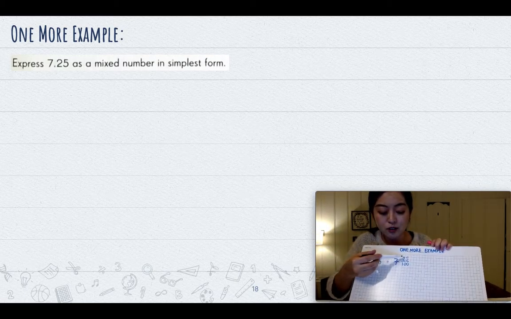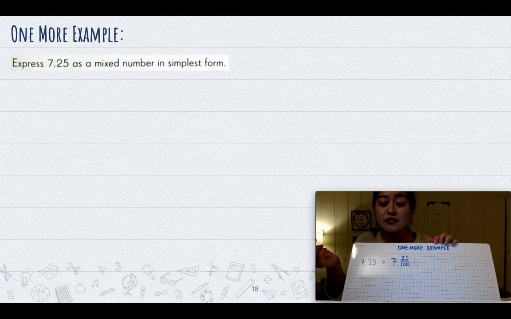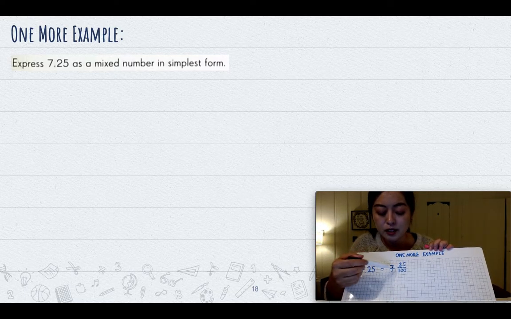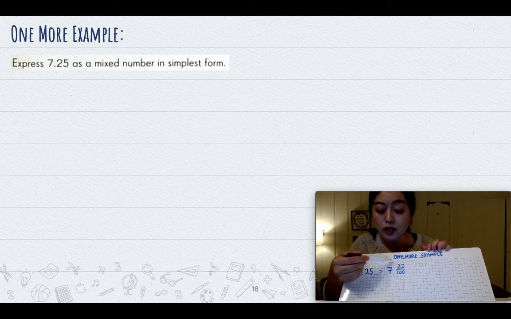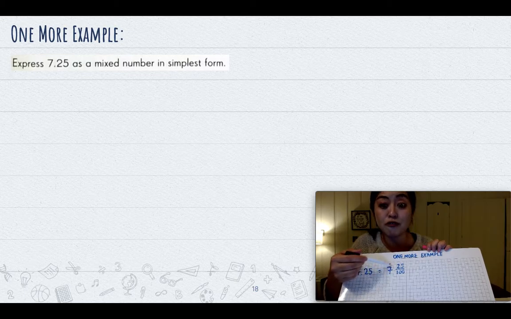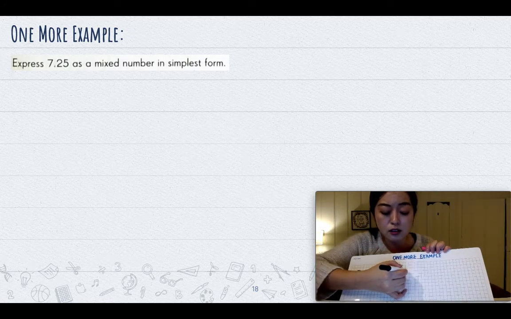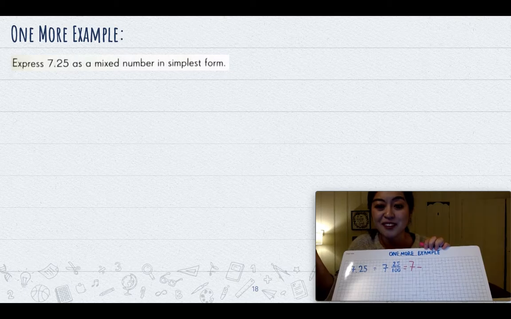7.25 is 7 and 25 hundredths. Now we have to simplify our mixed number. When I simplify the mixed number, remember, we don't focus on our whole number. Although we can't forget to write our whole number, we don't focus on it. We're going to just focus on our fraction, okay? So 7 and 25 hundredths is equal to 7 and something over something, okay?